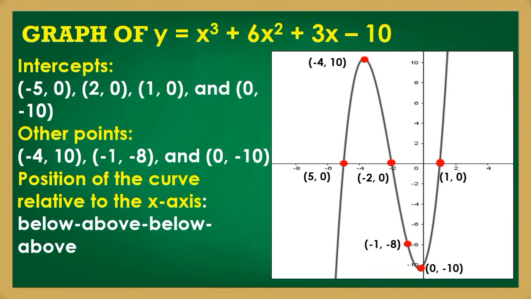Kitang-kita naman na it falls to the left and rises to the right. And then yung mga intercepts, negative 5, 0. Ito, dagdagan natin negative 5, 0. And then, negative 2, 0. 1, 0. And then yung y-intercept, 0, negative 10. So, isang other point din pala siya. And then, negative 4, 10. Tsaka, negative 1, negative 8. So, naka-plot na po sa ating points. And then, i-connect lang natin yan.